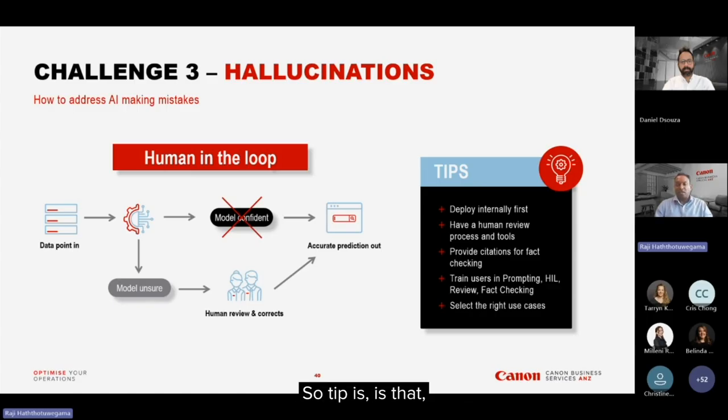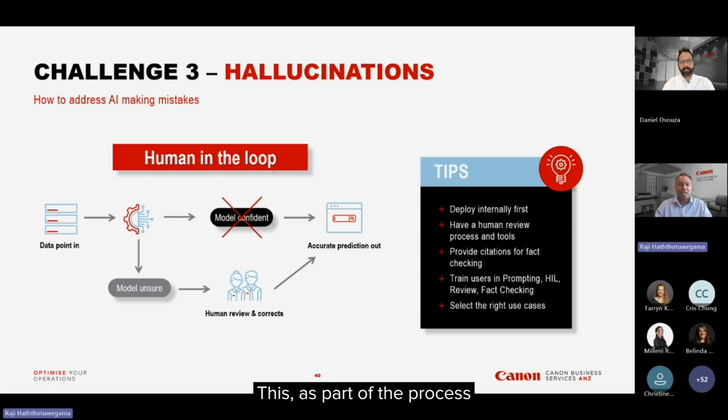So a tip: customers come in and say, we want to build a chatbot or an AI assistant to get our customers to come into our website and get some information. What I suggest is deploy something like that internally first, learn from it, and get your staff who are subject matter experts to use it. And have a human review process and tools to review it.